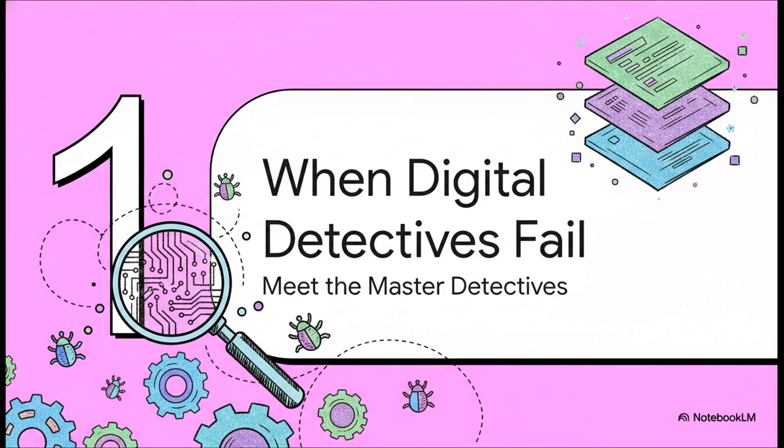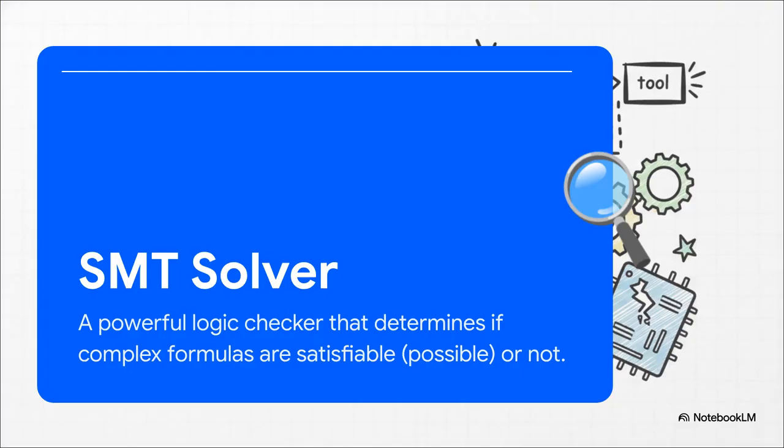So who exactly are these master detectives of the software world? Well, they're not people. They are incredibly sophisticated programs that act like the invisible building inspectors for our entire digital world. They're called SMT solvers. Yeah, it's a mouthful. It stands for Satisfiability Modulo Theories. But you can just think of an SMT solver as this brilliant, super-fast logician. It looks at the very blueprint of a program and asks one simple question. Does this logic actually make sense? If it holds up, the formula is satisfiable. If it's a total contradiction, it's unsatisfiable.